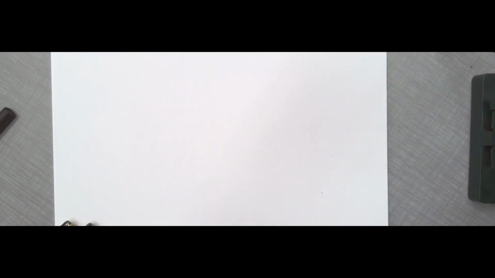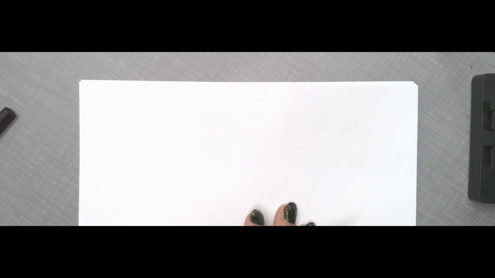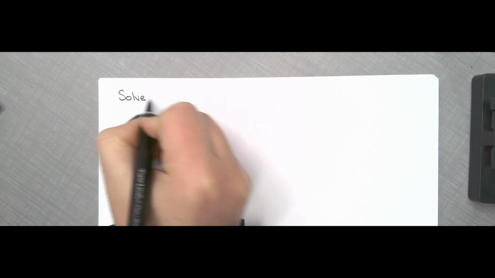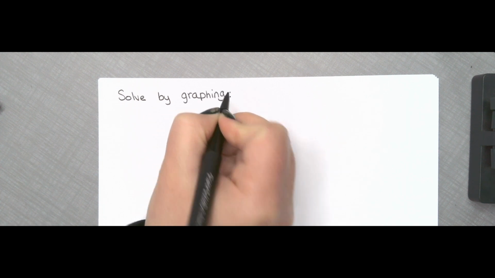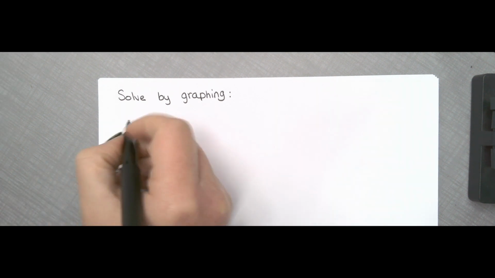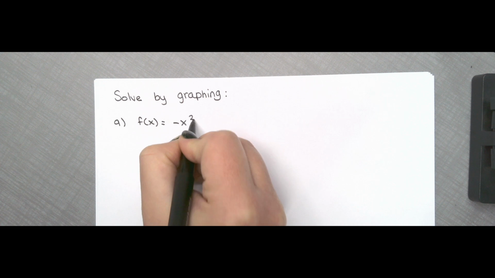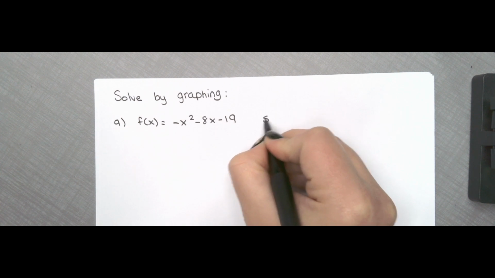Okay, let's talk about graphing. We haven't done a lot of graphing since the beginning and end of chapter 3 and beginning of chapter 4. We haven't really done much graphing. This is going to be solved by graphing. Now, the equations they're giving you for solve by graphing are going to be in standard form. f of x is equal to negative x squared minus 8x minus 19. This right here, once again, is standard form.